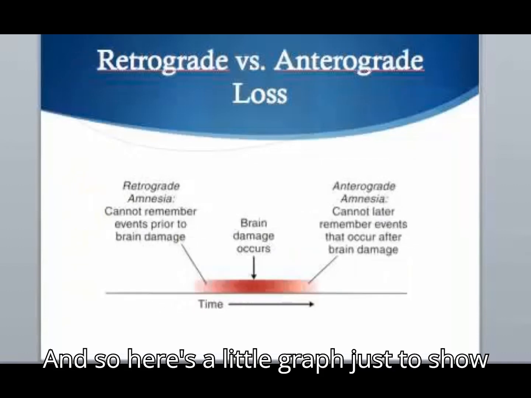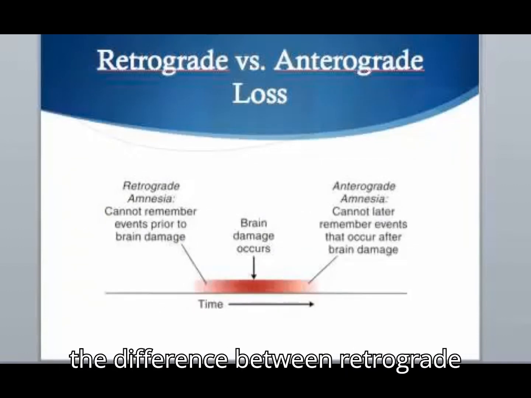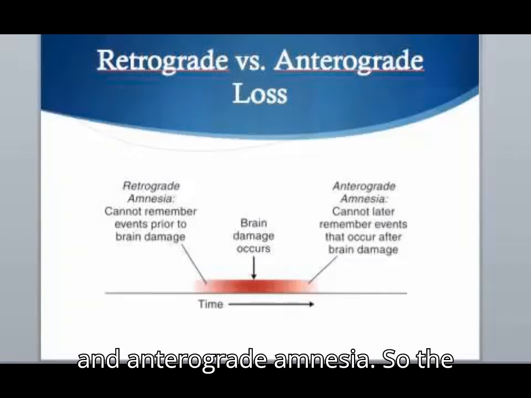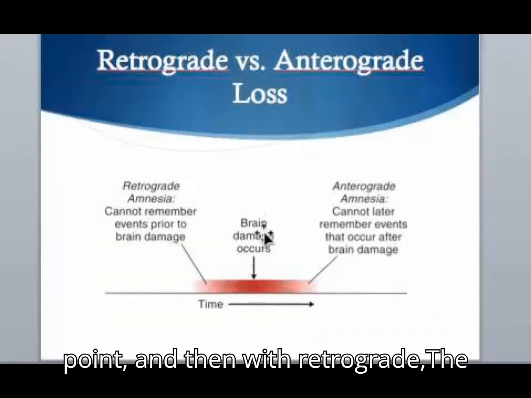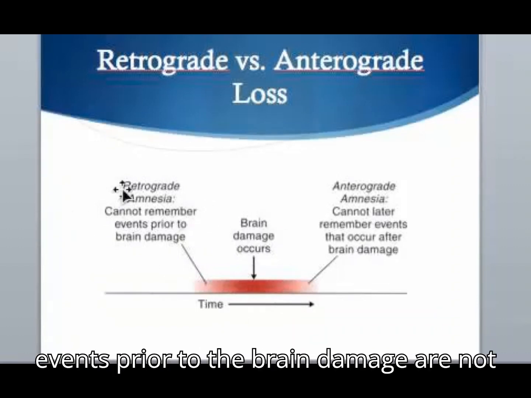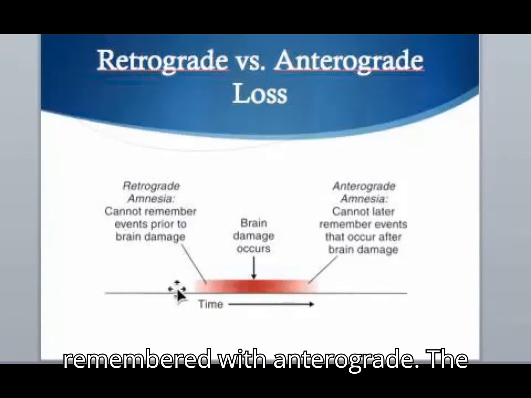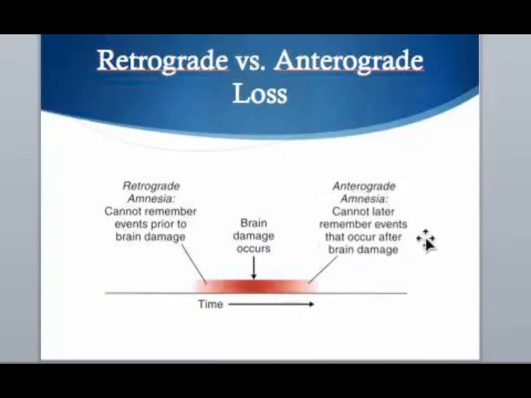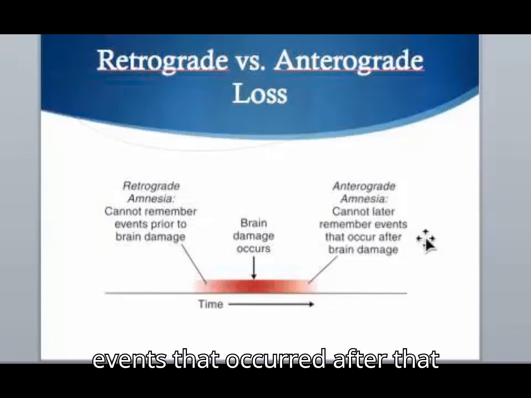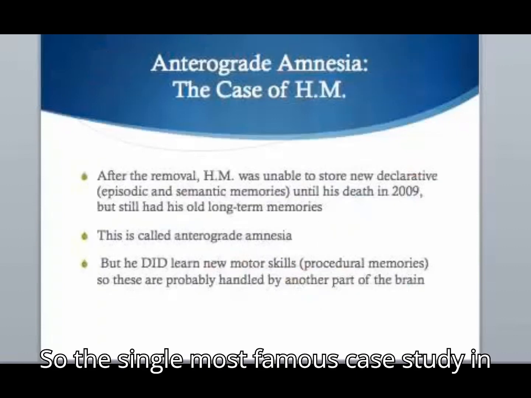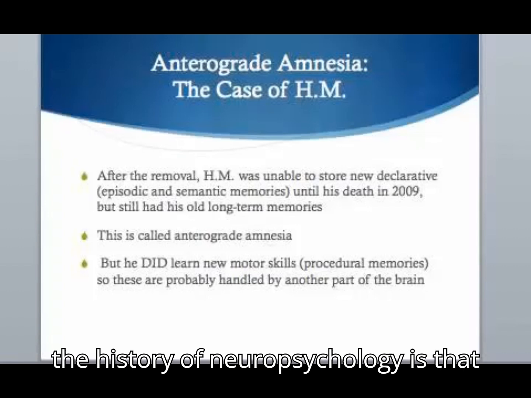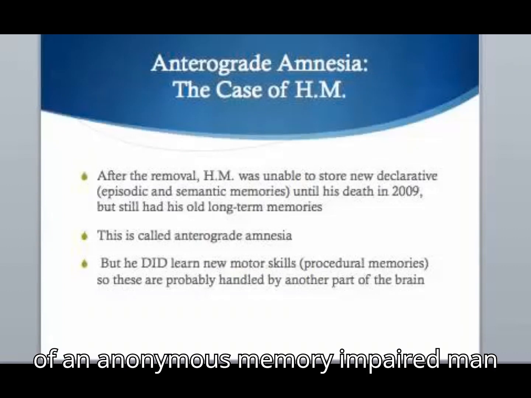And so here's a little graph just to show the difference between retrograde and anterograde amnesia. So the brain damage would be occurring at this point, and then with retrograde, the events prior to the brain damage are not remembered. With anterograde, the events that occurred after that event are the ones not able to be recalled.